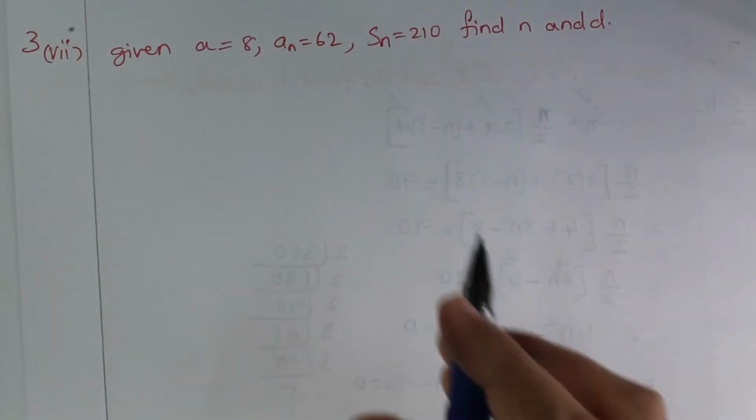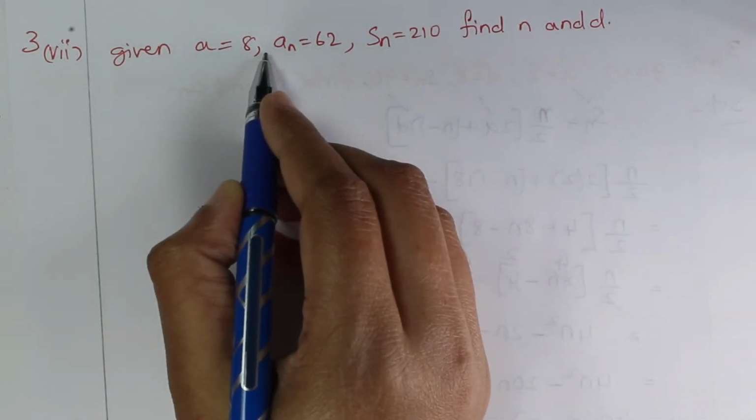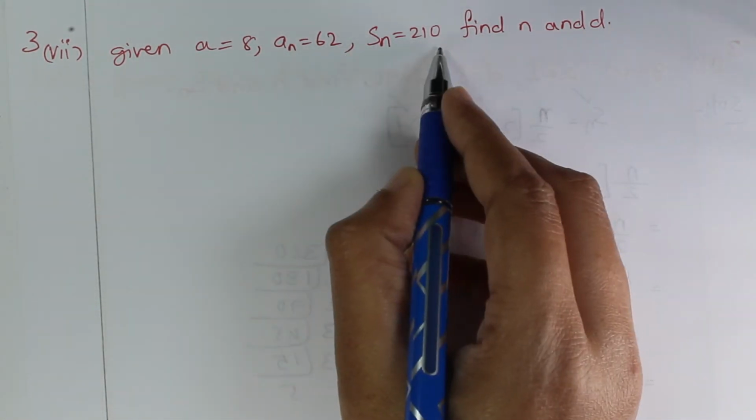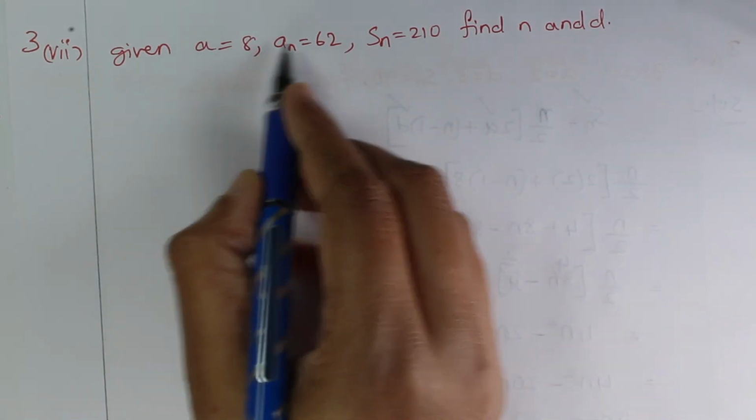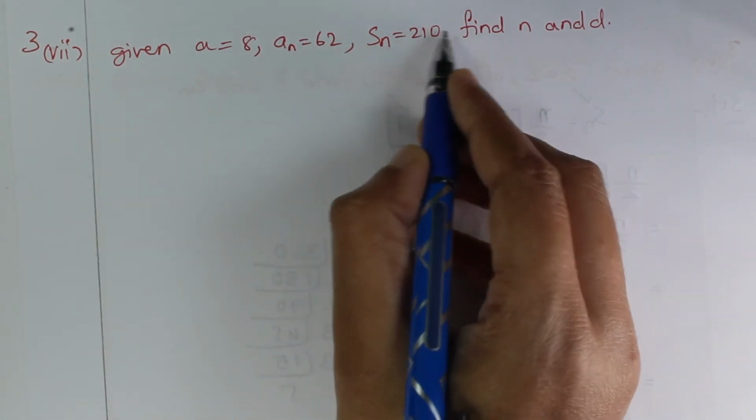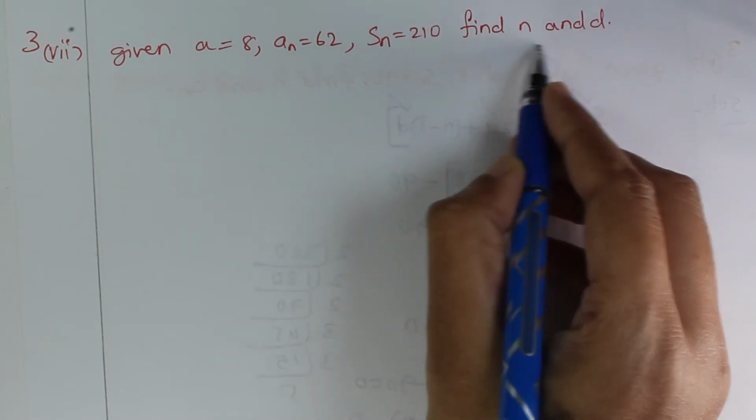Now let's move to the seventh part of the question. Given a is equal to 8, an is equal to 62, Sn is equal to 210, find n and d. So he has given the first term and the last term and the sum of the n terms in the arithmetic progression. We have to find the value of n.